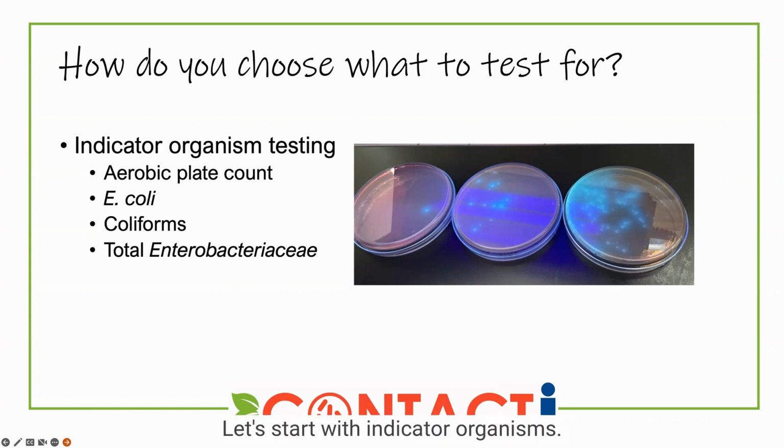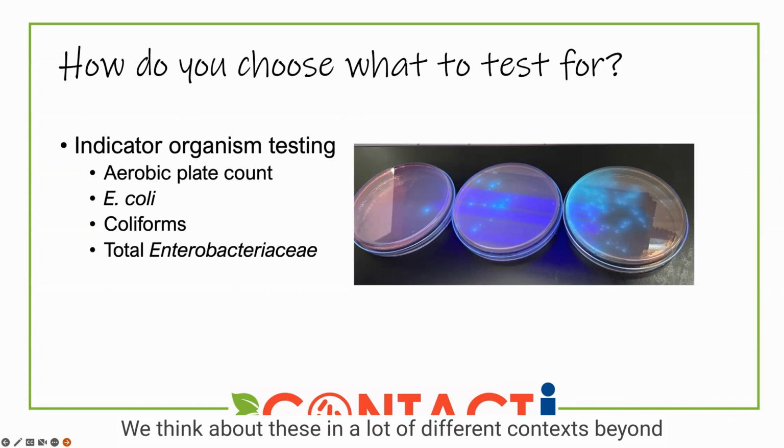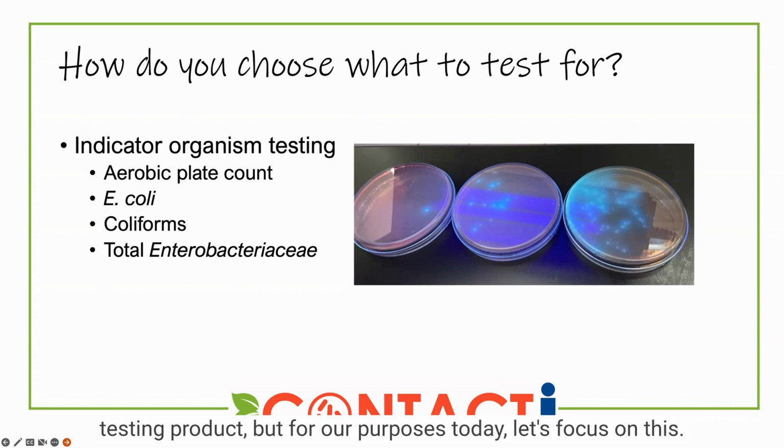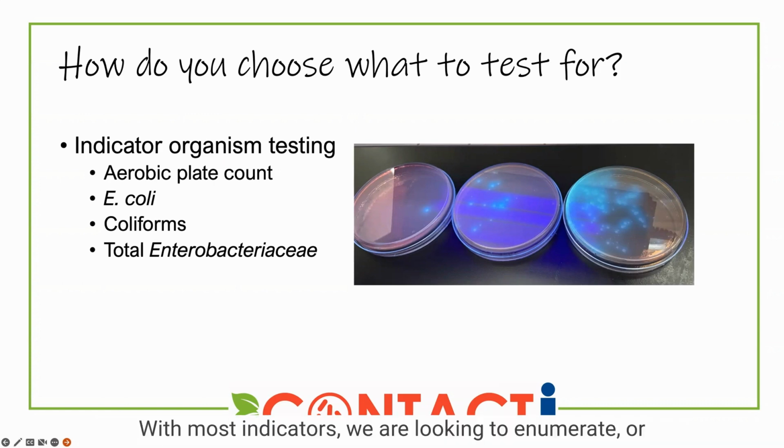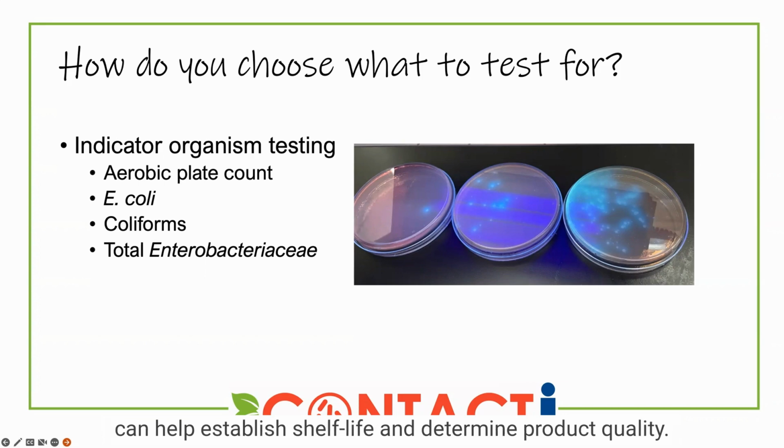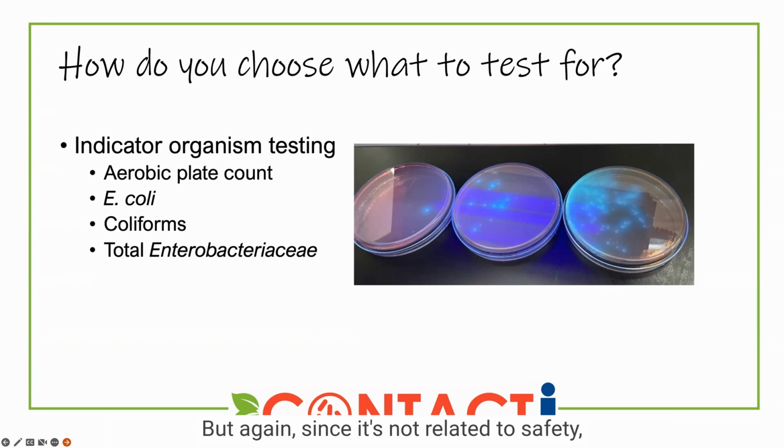Let's start with indicator organisms. We think about these in a lot of different contexts beyond testing product, but for our purposes today, let's focus on this use. With most indicators, we are looking to enumerate or count the number of microorganisms present in that group. First is the aerobic plate count, which also goes by the standard plate count or total plate count. The aerobic plate count doesn't indicate food safety risk, but can help establish shelf life and determine product quality. But again, since it's not related to safety, let's go ahead and take it off the table.